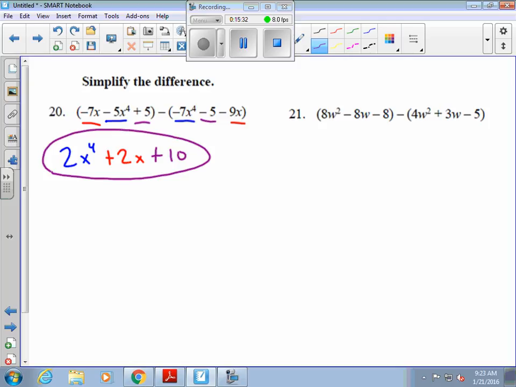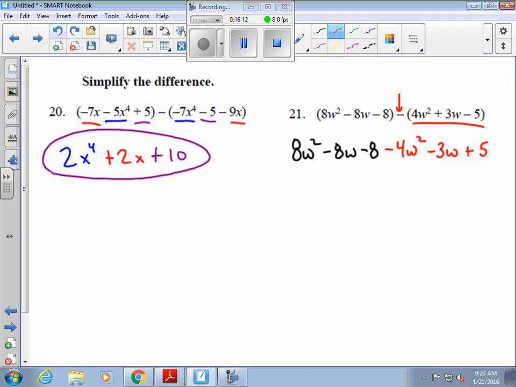Number 21, 8w squared minus 8w minus 8 minus 4w squared plus 3w plus 5. If doing it the way we did number 20 was tough for you, relabel it. Keep the first one just like it is, 8w squared minus 8w minus 8. And let this minus in the middle change all of the signs in the second one. So 4w squared becomes negative 4w squared. Positive 3w becomes negative 3w. And negative 5 becomes positive 5. Notice all I did was change the signs.